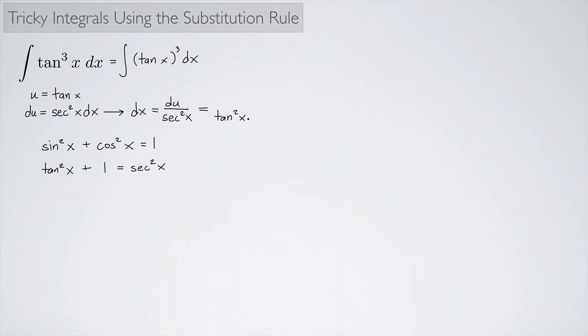And that's actually a good thing, because I have tangent in terms of u. Remember, tangent is u. So this is just u squared plus 1 on the bottom. Aha. So let's try that. If we plug that in, what do we get? First I have tangent of x cubed, which is just going to be u cubed. And then my dx, remember, is du over u squared plus 1.